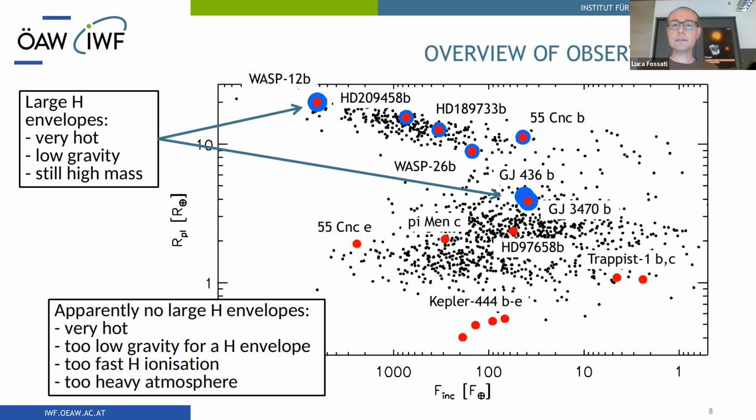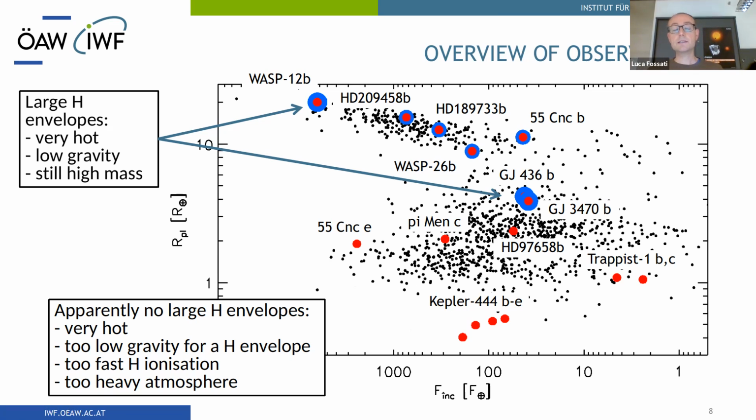And then there are planets down here that do not show any hydrogen envelope. This is either because they are too hot and have completely lost their hydrogen atmosphere, which is most likely the case for 55 Cancri, or because they have too low a gravity to be able to keep their atmosphere, which is most likely the case for the very small planets.